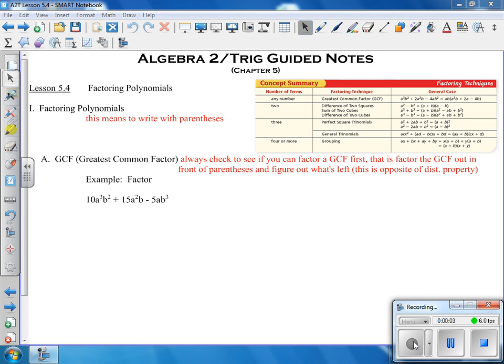Lesson 5.4, Factoring Polynomials. We're going to review some types of factoring that you've learned so far, and we're also going to look at some new types of factoring. First of all, let's review what factoring polynomials means, and that is to write an expression with parentheses. Okay? Some things that we're going to look at.